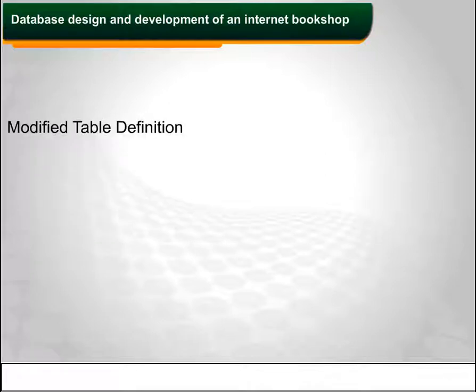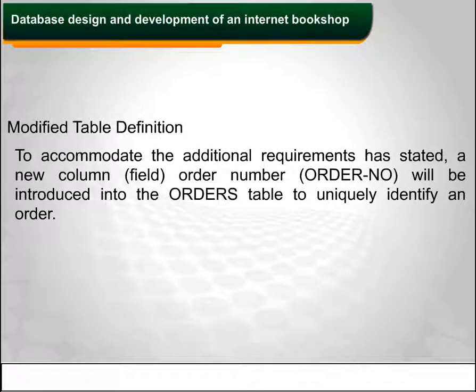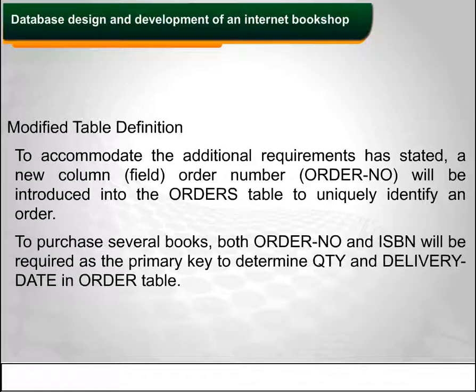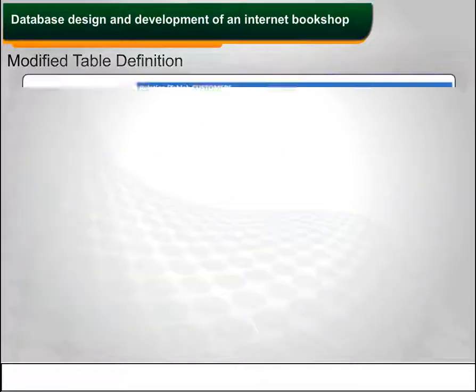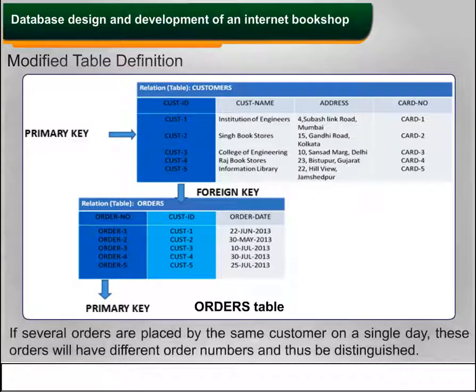Modified table definition. To accommodate the additional requirements as stated, a new column, the field order number, will be introduced into the orders table to uniquely identify an order. To purchase several books, both order number and ISBN will be required as the primary key to determine the quantity and delivery date in the orders table. The modified orders table is shown. If several orders are placed by the same customer on a single day, these orders will have different order numbers and thus be distinguished.